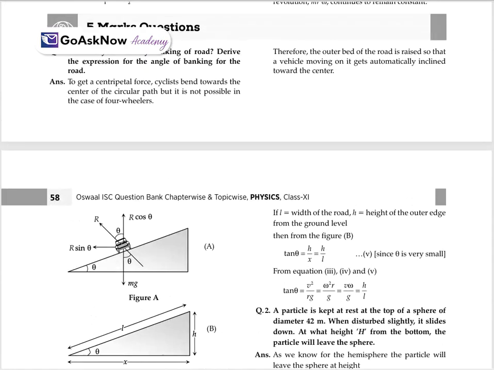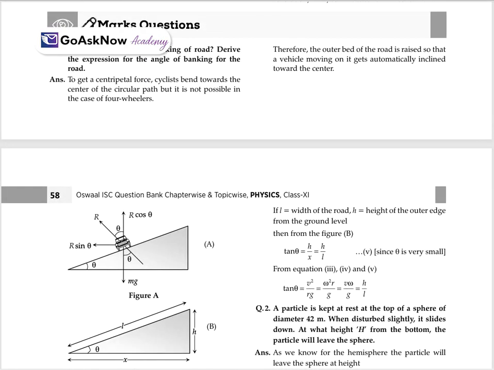Now the 5 marks question. What do you mean by banking of road, and derive the expression for the angle of banking of the road? Firstly, to get a centripetal force, a cyclist bends, as we studied in one objective as well, leaning towards the center of the circular path. This is not possible for a four-wheeler. Therefore, the outer edge of the road is raised so that the vehicle is automatically inclined towards the center. But we have to find the angle.